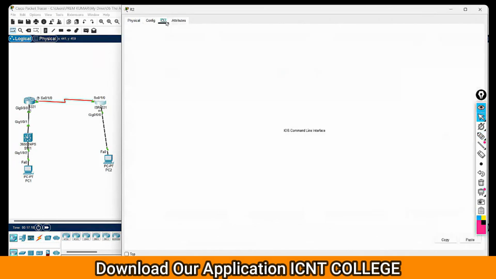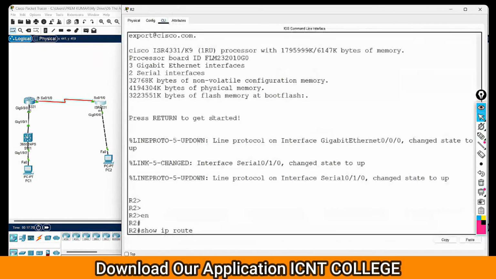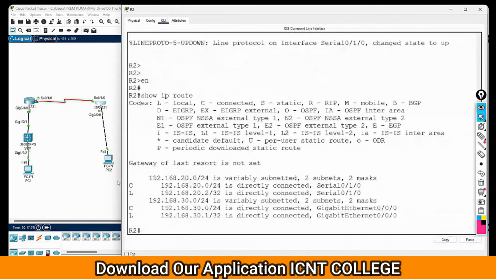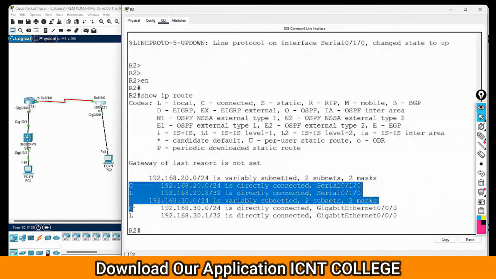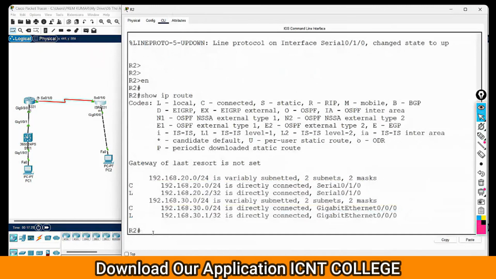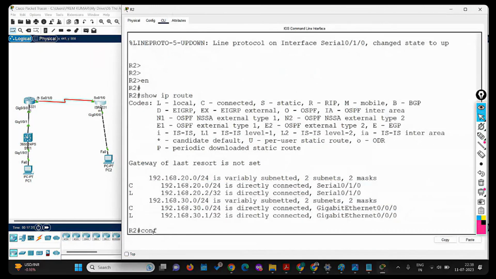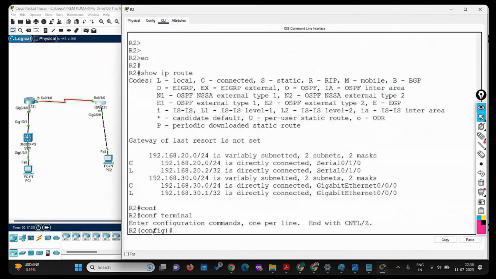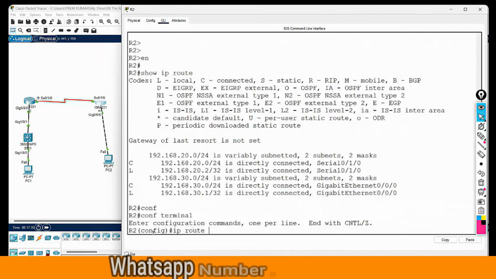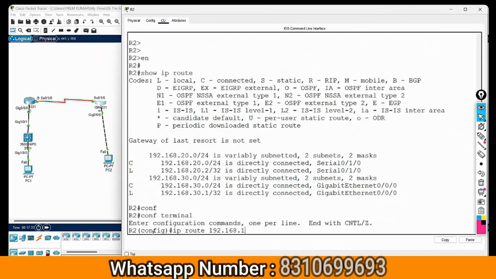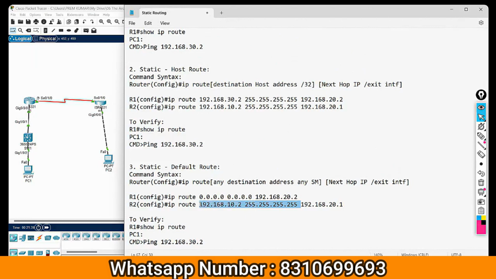I'll configure the route. First, before configuring the route, I'll see the routing table. So we have 2C, 2L. Now I'm going to add 1S. The command for that is configure terminal, IP route, 192.168.10.0, 255.255.255.0. So telling the router, for any network, any IP address, any subnet mask, this is the next stop for you. Go.